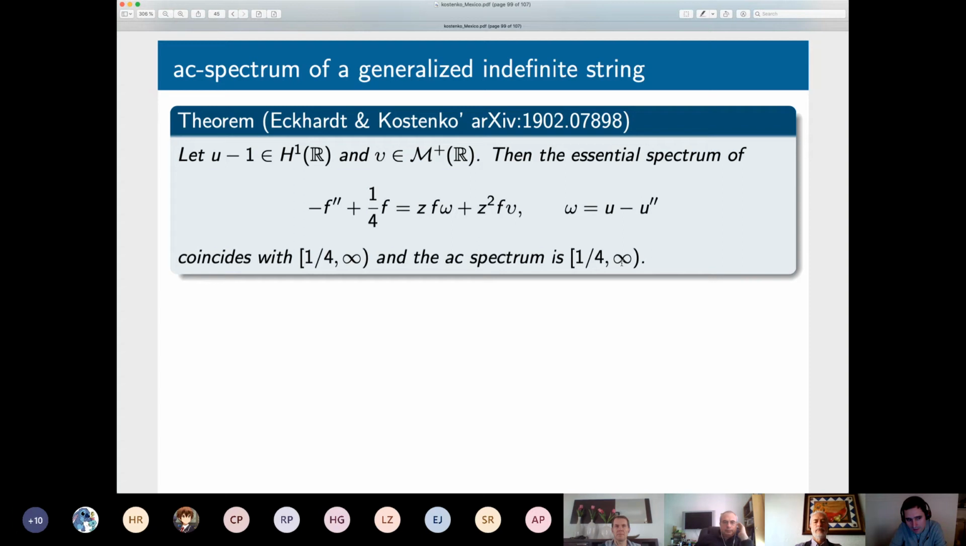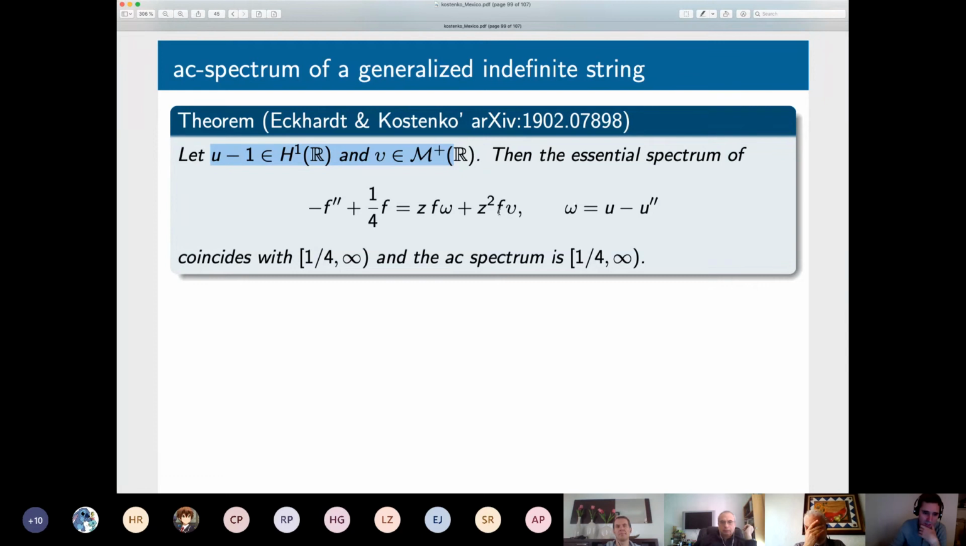Unfortunately, right now I can't say anything definite about singular spectrum, that is, whether embedded eigenvalues are possible or non-trivial singular continuous spectrum. I think the answer is yes, everything is possible. Under these assumptions on U and V, the singular continuous spectrum of this problem might be very non-trivial. I think I would be able to finish in 5 minutes.